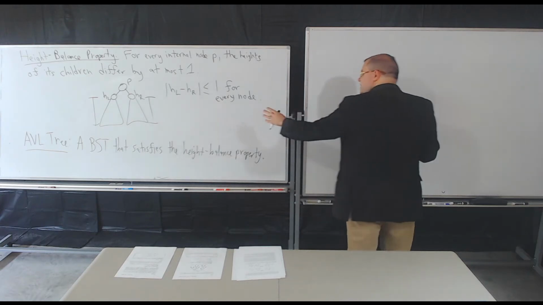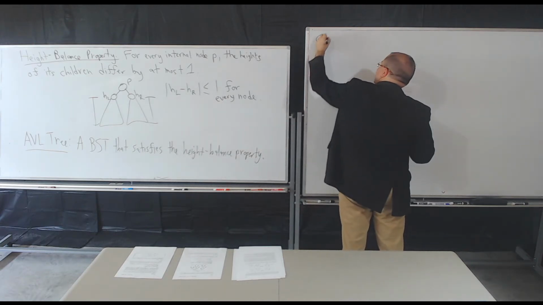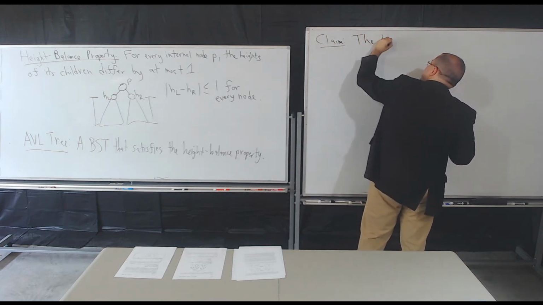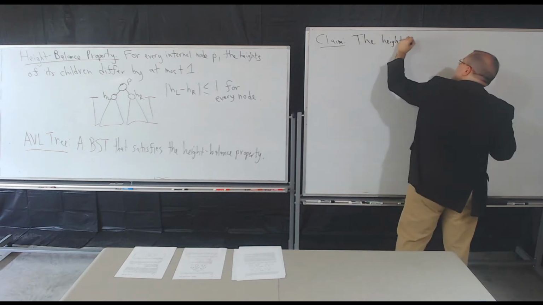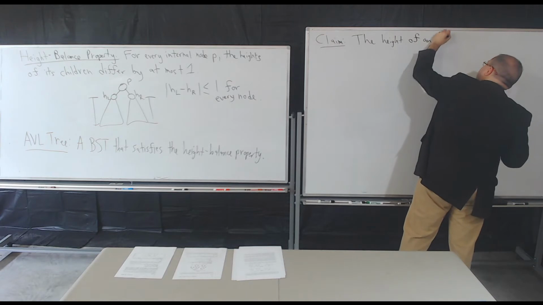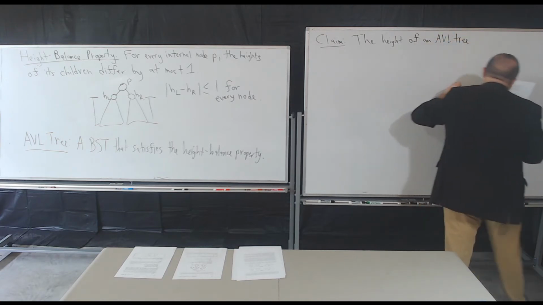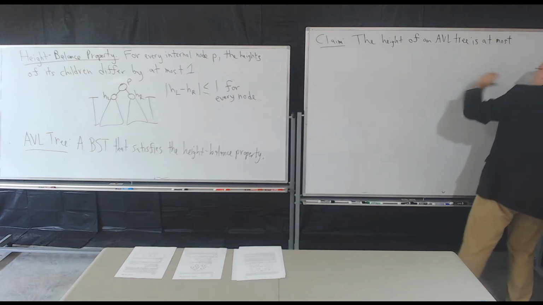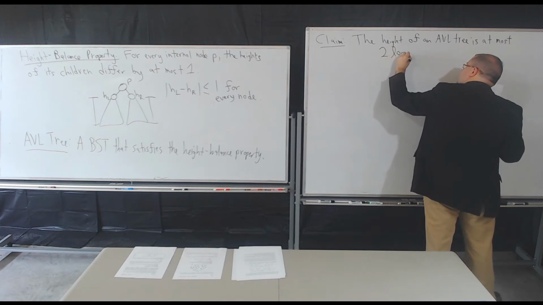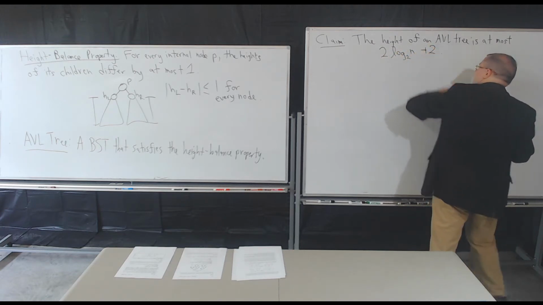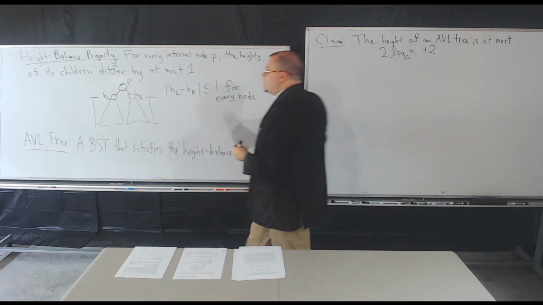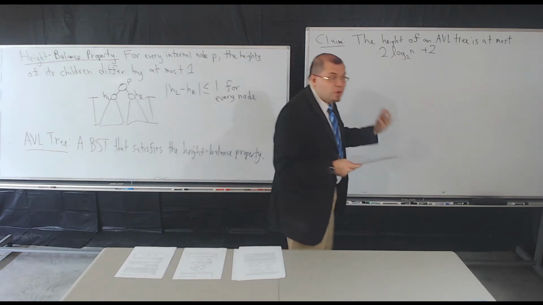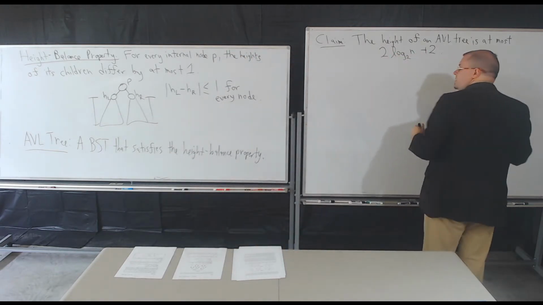Now, with this definition, I'm going to prove the following claim for you. The claim is that the height of an AVL tree is at most 2 log base 2 of n plus 2. If this is true, that means the AVL tree has height big O of log n, meaning it's height balanced. Does everybody see that?